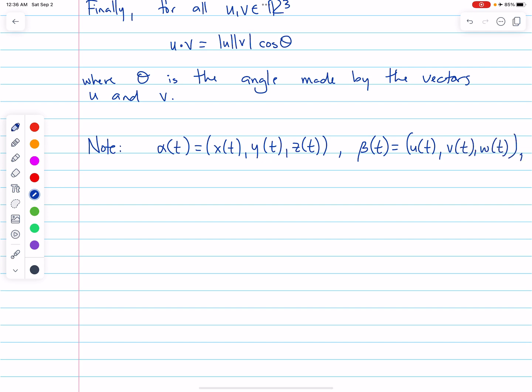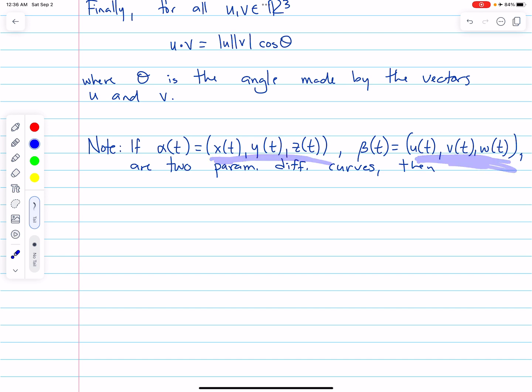Okay, and these are two, so let's say if these are two parameterized differentiable curves, then essentially for every t value, this is just going to be a point in R3, and this is just going to be another point in R3. So for every t value, you can take the dot product of alpha t with beta t, because both alpha t and beta t are just points in R3, and that gives you a function.